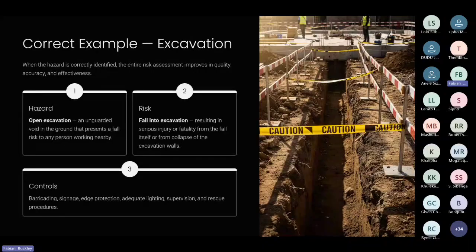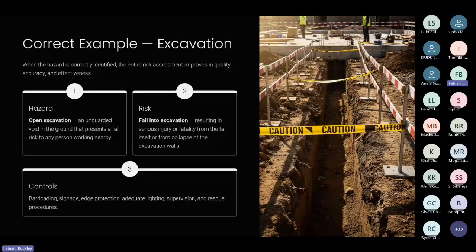Sorry. So yeah, when you're looking at it from an open excavation and we considered gravity, thanks for those that spoke and said gravity. That is the correct answer, because there is obviously a potential of a person falling in or something being dropped onto somebody below it in that excavation itself. Okay. So when we look at risk, we say fall into excavation resulting in serious injury or fatality from the fall itself or from collapse of the excavation walls.